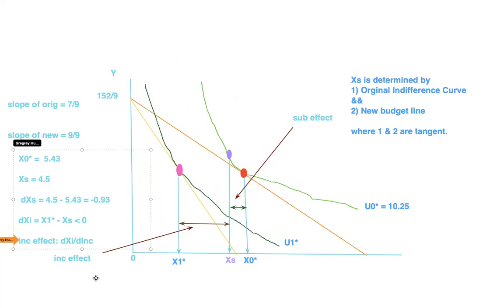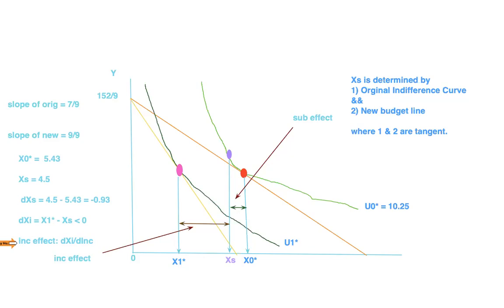It's a normal good. I just wanted to let you all know that, because if you compute the income effect's impact on the purchase of tacos, you're going to end up with a negative number. And I didn't want anybody to think that that meant that tacos were an inferior good, because they're not. The income effect is still positive. Does that make sense?